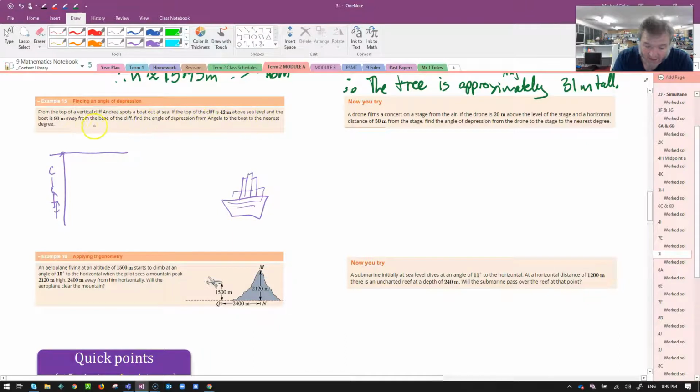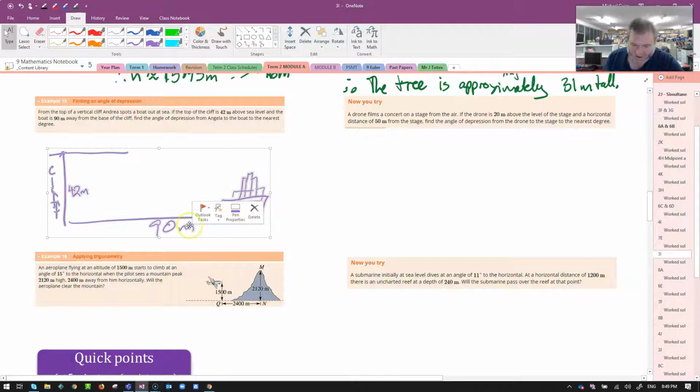And she sees that the boat is about 90 metres away from the base of the cliff. The top of the cliff is 42 metres high. Okay, this is 42 metres. Somehow she can tell that that's 90 metres away from the base of the cliff. I'm not sure anyone could do that, but there you go. And we want to know the angle of depression.